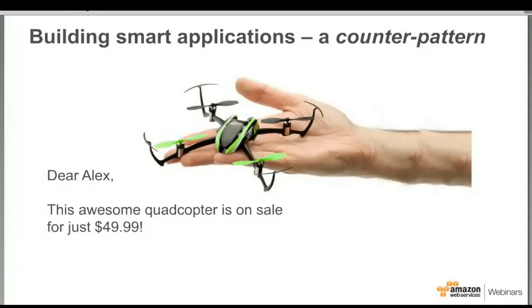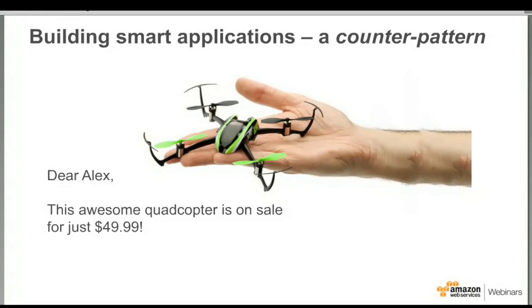So I want to talk a little bit about the counter pattern of building smart applications. I want to set up the stage a little bit. So here what we have is an example of a targeted ad. It says, "Dear Alex, this awesome quadcopter is on sale for just $49.99." And this is a great ad because I'm very interested in quadcopters, and this is a great price for it. I'm very interested. So let's consider how this ad came to be.